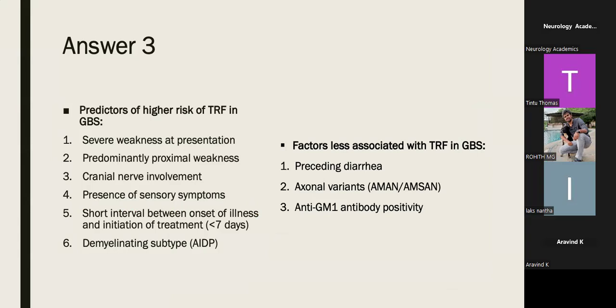The least predictive or the least associated with treatment-related fluctuations are found to be preceding diarrhea, axonal variants, and anti-GM1 antibody positivity. So all of them are the same. Like diarrhea usually precedes the axonal variant, and GM1 is also seen with axonal variants. There are multiple references. I have a reference from the Neurology Green Journal, which has the predictor factors.